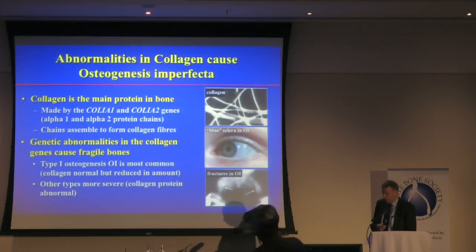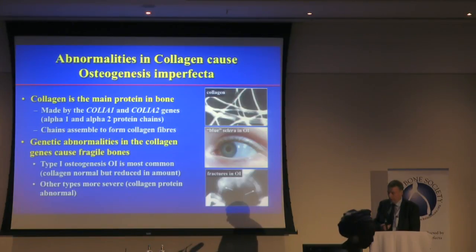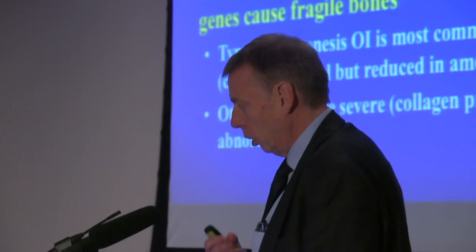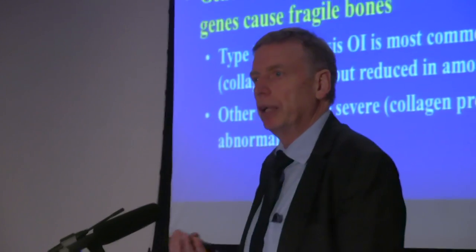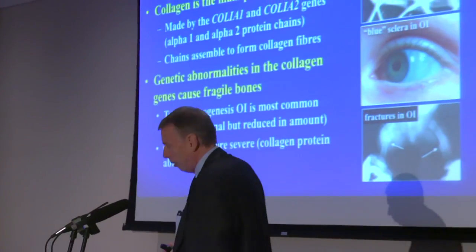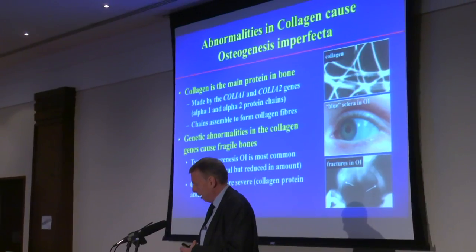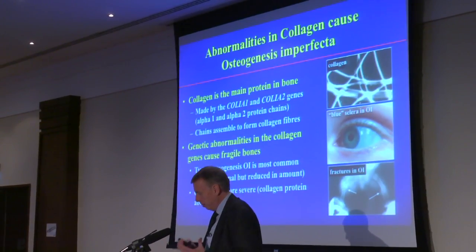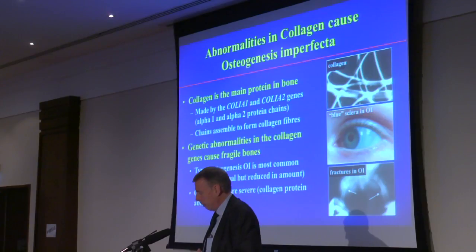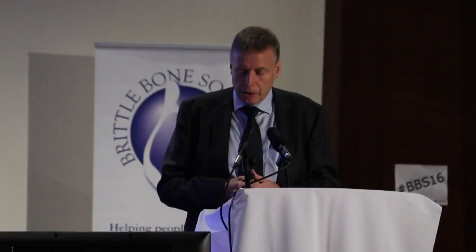First of all, as you've heard, osteogenesis is due almost always to an abnormality in the collagen. Collagen is the protein that makes up your bone, and it's assembled into these fibrils, these little fibers. The mineral, that calcium, deposits in between the fibrils, and that's why you get the bone. Genetic abnormalities in the collagen genes are mostly the cause of OI. The commonest one is what we call type 1. That's a milder form, but there are other types of more severe OI.